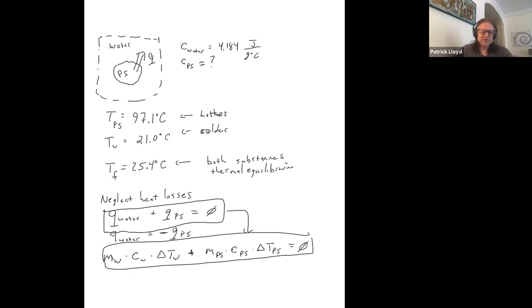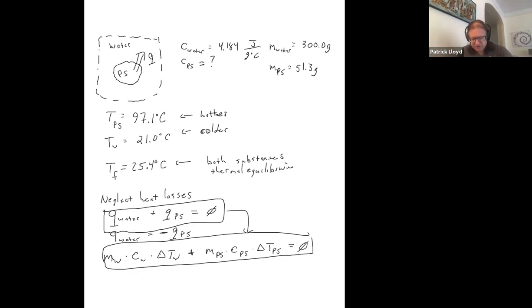So let me write down some of the numbers that are given. They're telling us in the problem that the mass of the water is 300 grams, and the mass of the polystyrene is equal to 51.3 grams. So we have the masses of both substances, we have the specific heat capacity of water, and we've got all the temperatures. So we can do that.